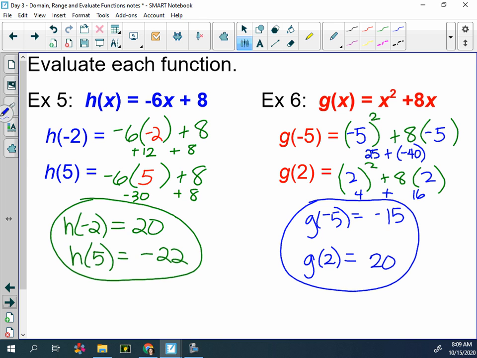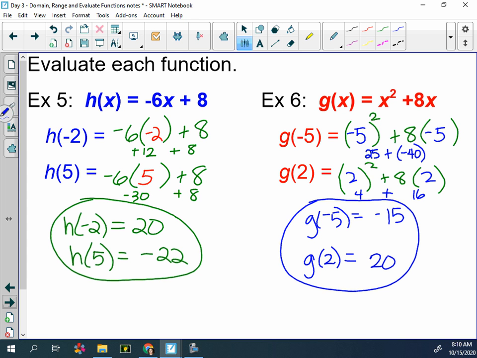A -15 and a 20. And so when you square that -5, make sure you're getting a positive 25, not a negative 25. Okay, so I usually write several steps down as I calculate through it. That way I'm making sure I'm not skipping a step.